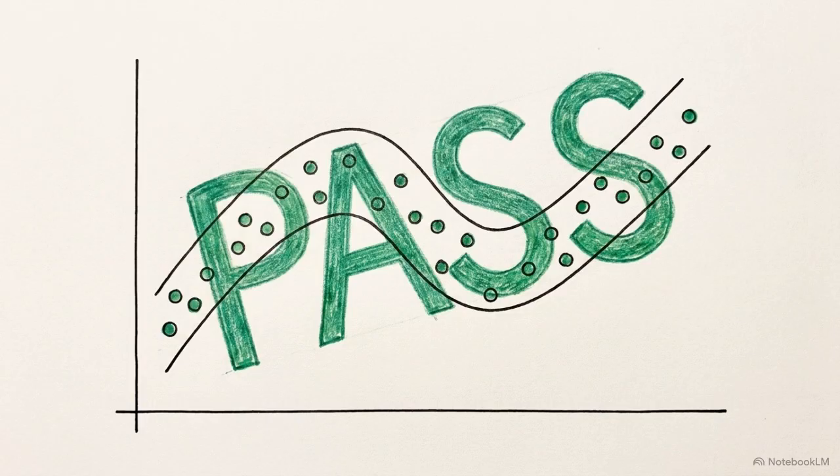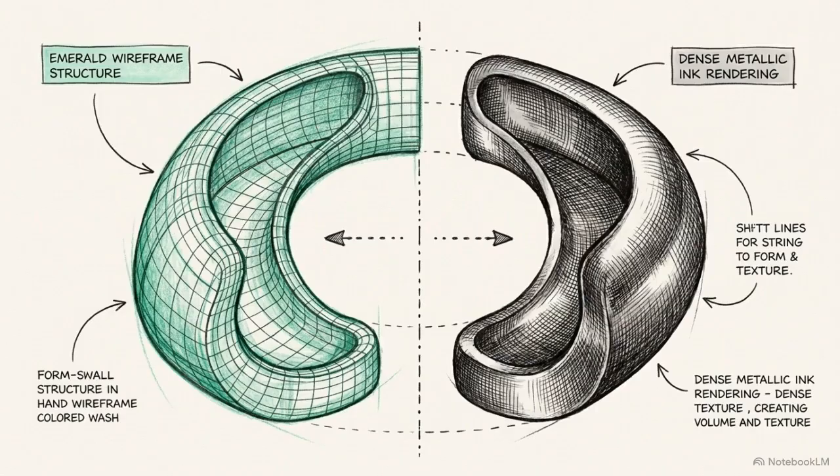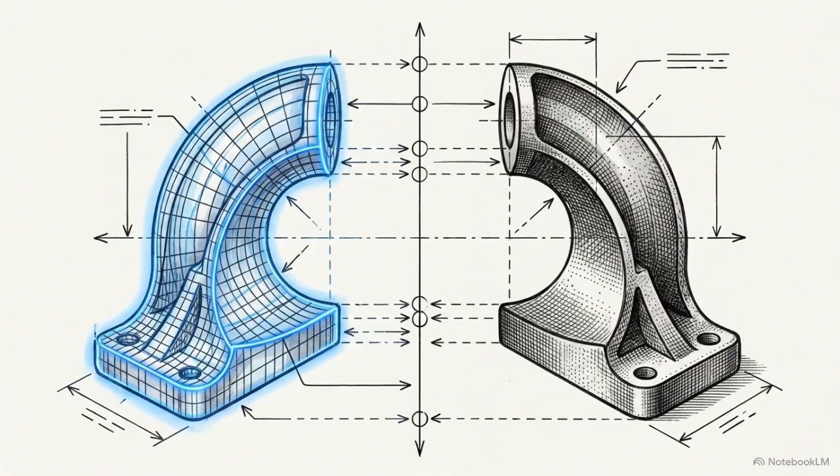The part passes inspection if all calculated point deviations fall safely inside the established parallel boundary lines. Profile of a line closes the manufacturing loop. It converts digital design intent into physical, measurable verification.